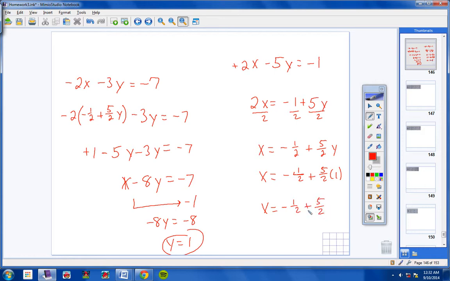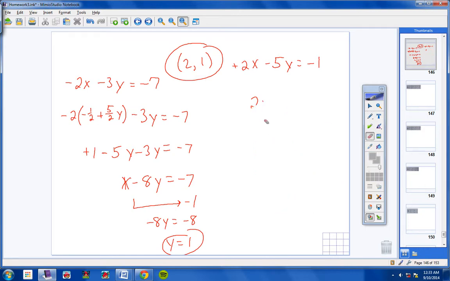And if you're really bad with fractions, you can use the fraction button on your calculator. Type into your calculator negative 1/2 plus 5/2, and you will get 4 over 2, which is 2. So there's your answer, 2 comma 1. Okay?